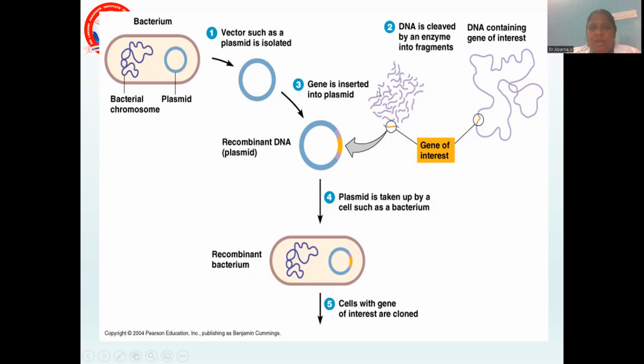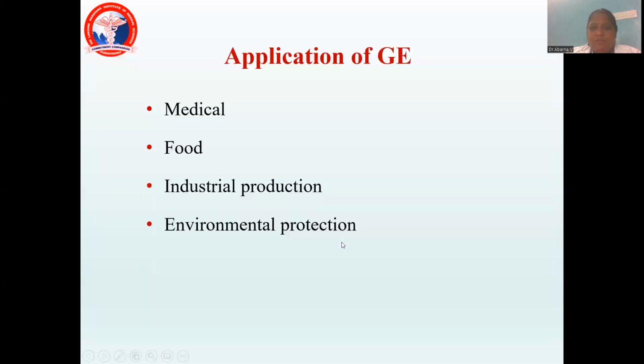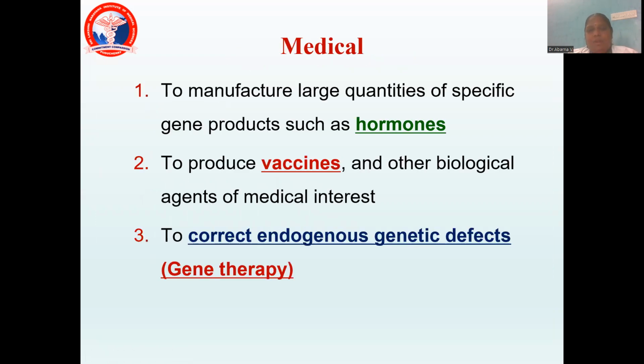First, you isolate the gene of interest, introduce it into the vector from a bacterium, and introduce the recombinant DNA plasmid into a fresh bacterium and allow it to replicate. That is gene cloning. After that, this organism will produce the product of interest. So where will you apply this genetic engineering? It is very helpful in the medical field, food industry, industrial production, and environmental protection.